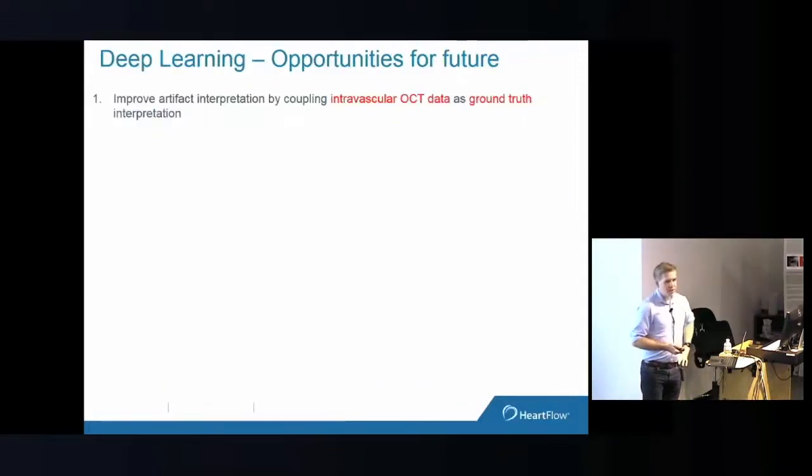There's still a lot of opportunity to drive this in the future. Obviously, just feeding in more data and more scenarios is going to help. One of the things we want to do is gather more OCT data, really take this pilot study and expand it to multiple centers, multiple scanning machines.